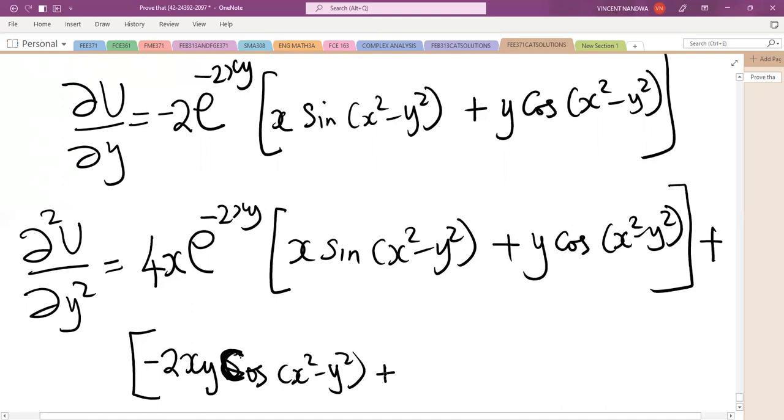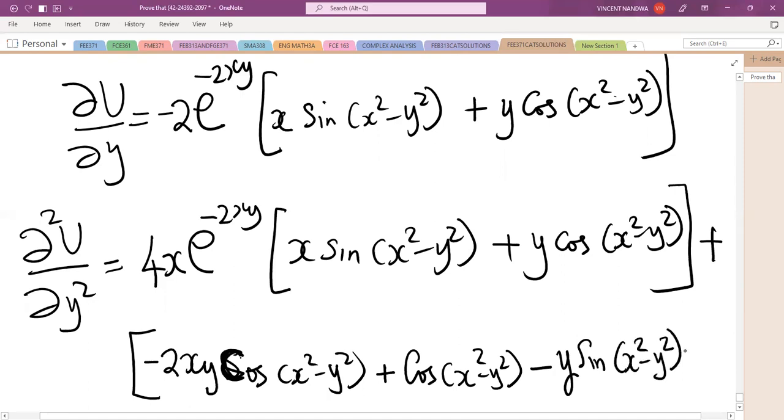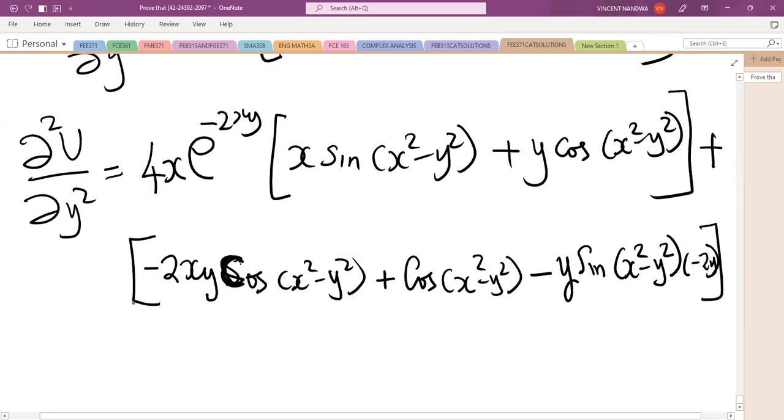And then plus, this part here, I use product rule, so I'll have cos of x squared minus y squared, and then minus, derivative of cosine is minus sine, and then this one will be minus. So I'll have minus, then y, and then sine of x squared minus y squared. But then I multiply by the derivative of this, which is minus 2y. And then you multiply this by negative 2 e raised power minus 2xy.